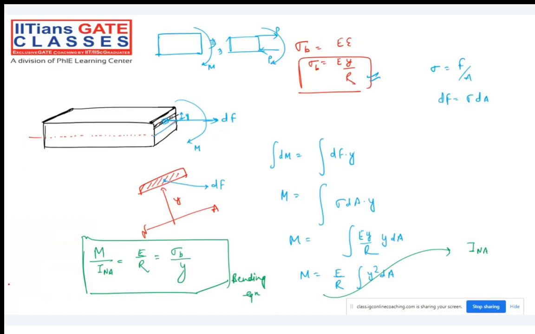Is it done? See, these are perpendicular. Don't think that I cannot make it. It's a 3D figure. dF into y will create the moment.